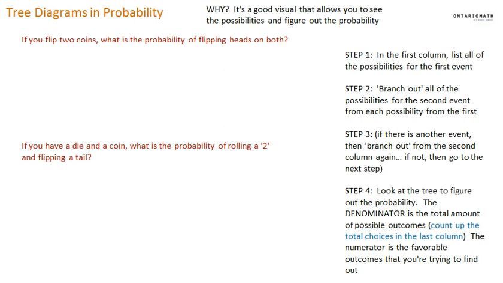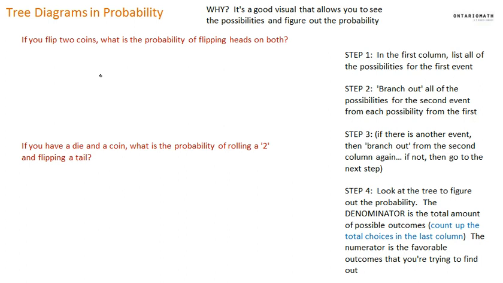I'll go through the steps. I won't read it necessarily word for word, but you can read it on the side as I'm doing the problems to help you figure it out. So I'll go through the problem, and you can read along the side of the steps if you want, and have a listen. If you flip two coins, what is the probability of flipping heads on both?